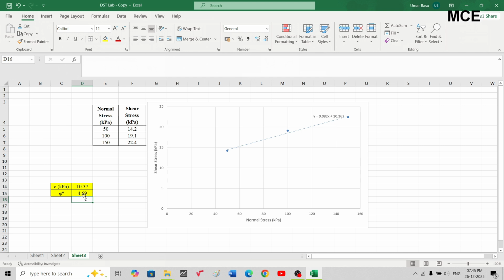Okay, so this is how you can process the direct shear test lab calculations to find the shear parameters of the soil. I hope this solution video was clear and effective and you definitely learned something new.